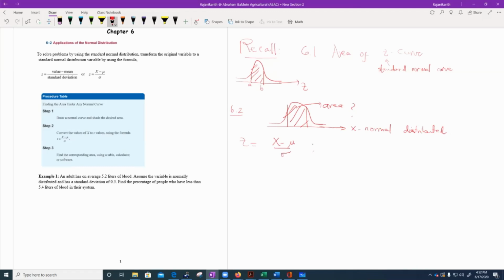Remember here, mu is the mean of the random variable x, and sigma is the standard deviation of x. Okay, so convert that, and after that find the area by using a calculator or any other software. So let's look at this problem.